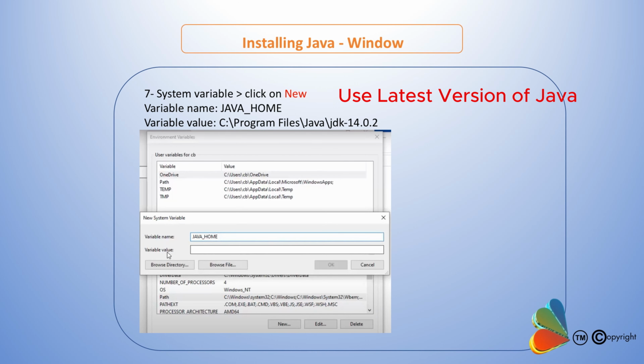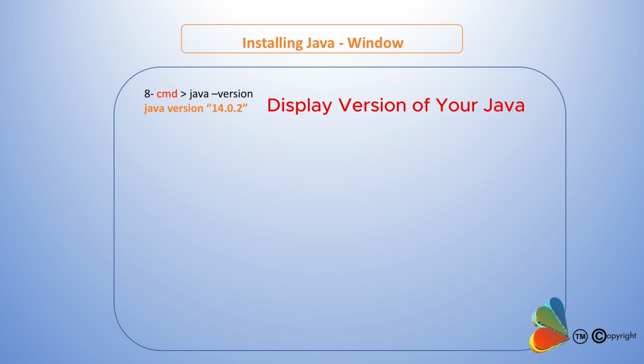Number 7. Under System Variables, click New. Enter the following. For variable name, enter JAVA_HOME. For variable value, enter C:\Program Files\Java\JDK-14.0.2.